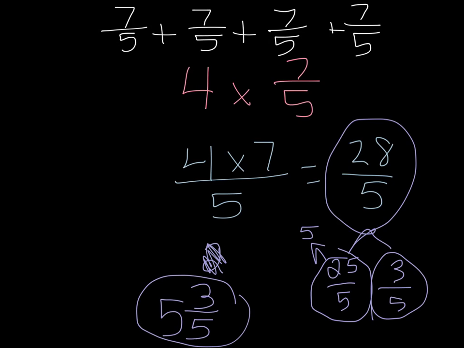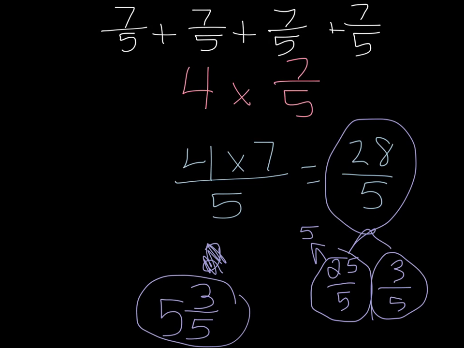So for A, they have most of the problem done for you. It starts with 7/5 plus 7/5 plus 7/5 plus 7/5. So we can rewrite that as 4 times 7/5. And then we can solve. So we know we need to take the whole number times the numerator over the denominator. So we take 4 times 7 equals 28 over the original denominator of 5.